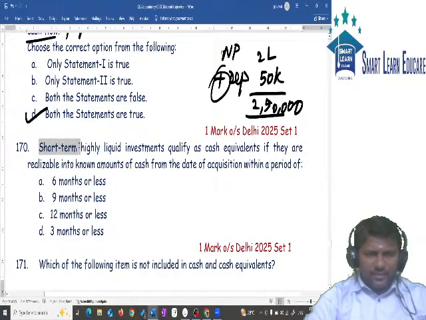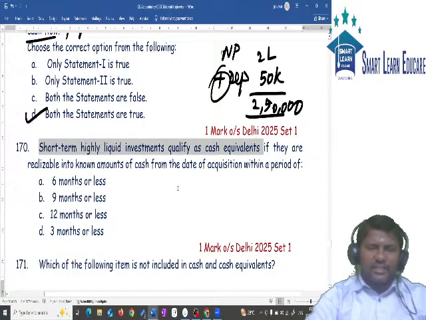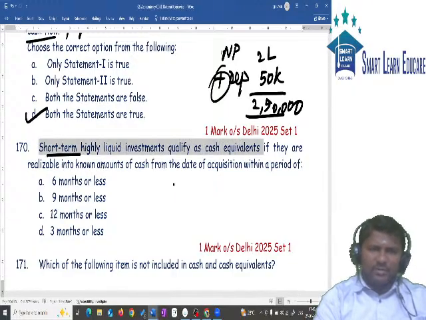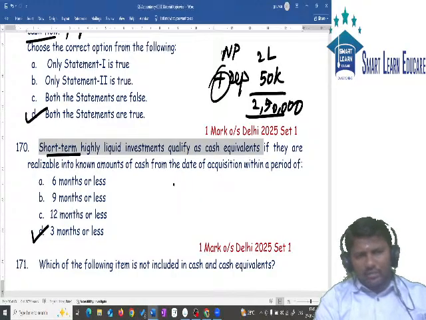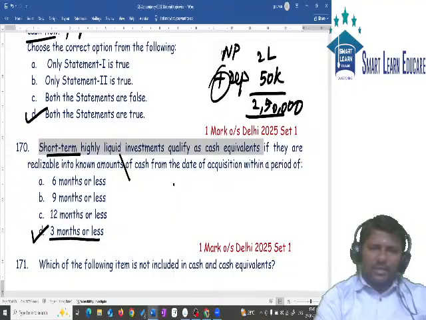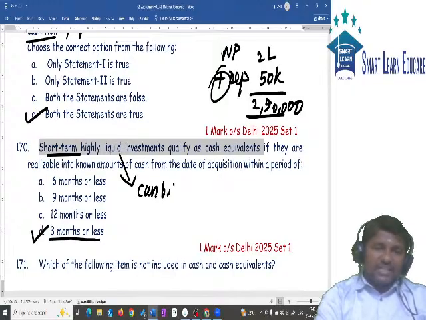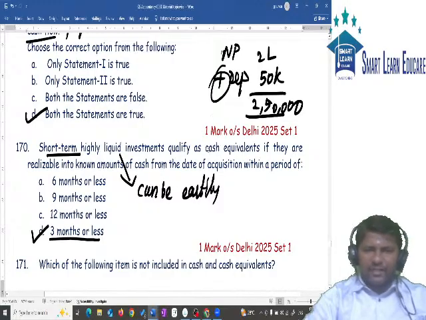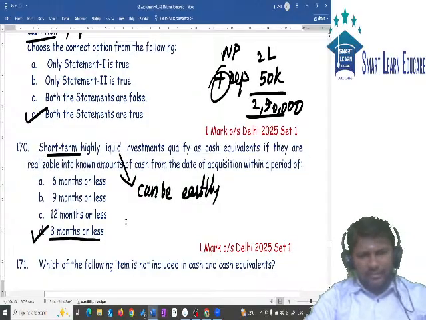Short-term highly liquid investments qualify as cash and cash equivalent. As per AS 3, in the term cash and cash equivalent, short-term investments are covered for a period of less than 3 months. The liquid investment, meaning an investment which can be easily converted into cash within 3 months, we call a short-term liquid investment, which qualifies as cash equivalent if realizable within 3 months.